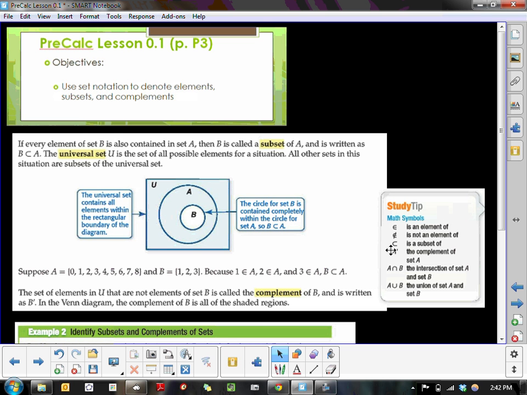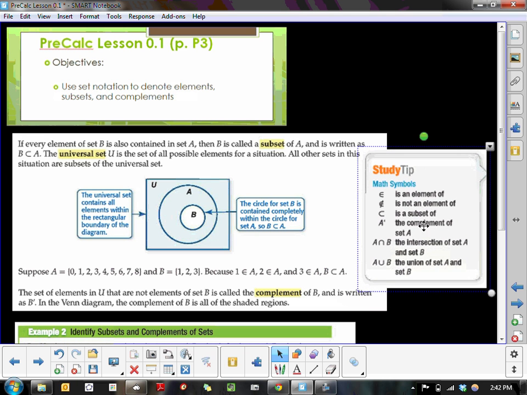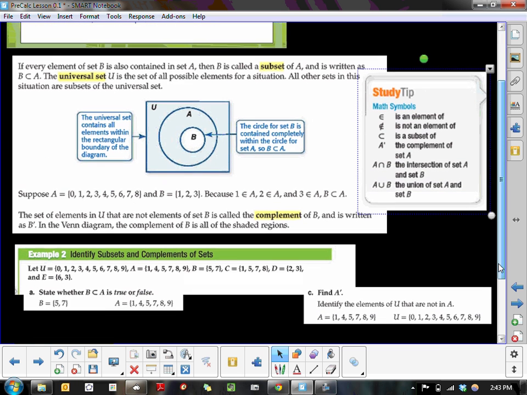Now on the study tip over here, we've got some math symbols, and some of these we've already looked at, but we've got a lot of Greek characters and letters here. The epsilon is an element of. When you see a slash through it, it means it's not an element of, so it doesn't belong in that set. The C is a subset of. The prime is a complement, which means everything that's not in A, but in the universe. And we're also going to have intersections and unions. Intersections mean they have to be in both A and B, and a union says it has to be in set A or B, and we're going to come across some of those here in a little bit.